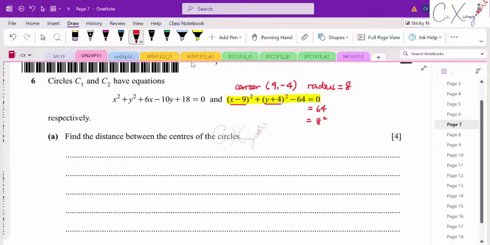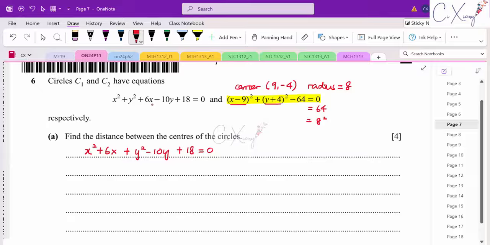And to get the distance between the center, right, of course, I need to know what is the center for the first circle here. So how can I get a center from the first circle? Personally, I prefer to complete the square for the equation in terms of x and y. Yeah? So I'm having x squared plus 6x. I group all the x together first. Then y squared minus 10y plus 18 equals to 0.